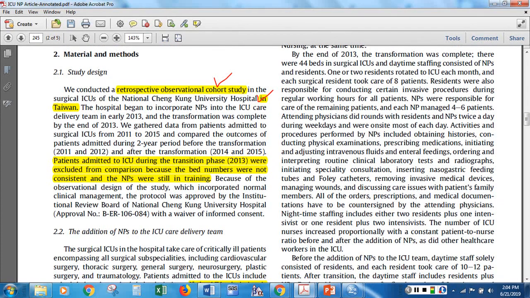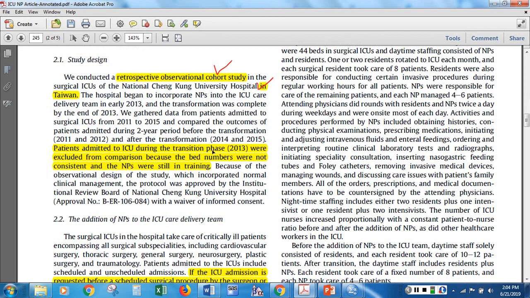So here we have a third area that I have highlighted. Patients admitted to ICU during the transition phase were excluded from comparison because bed numbers were not consistent and the nurse practitioners were still in training. Again, I started this presentation without reminding you what the research question was because I anticipate that you remembered it, but just to be reflective, our research question was, what is the effect of addition of nurse practitioners to surgical ICUs on the outcomes of what?